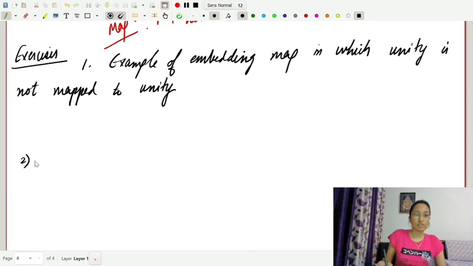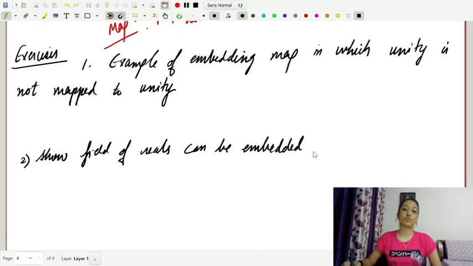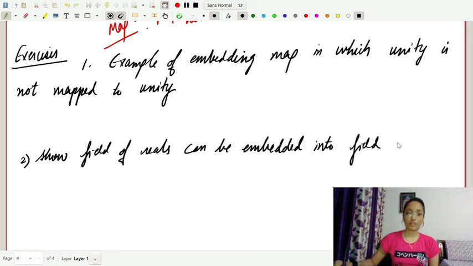Second, show that the field of reals can be embedded, basically a map you have to show, which is a one-one homomorphism from reals into the field of complex numbers.